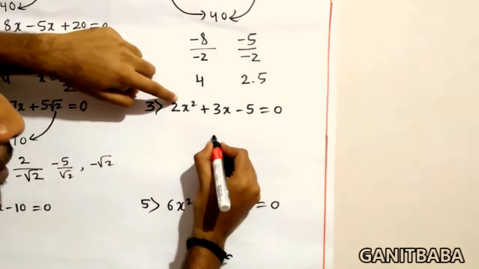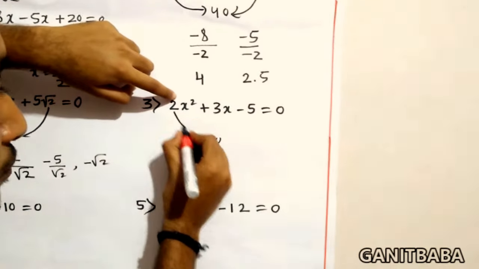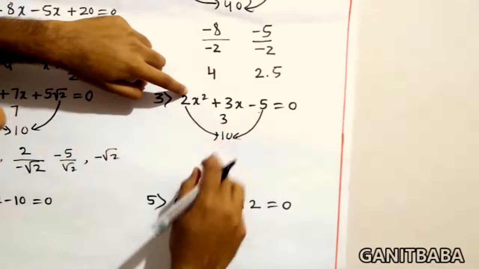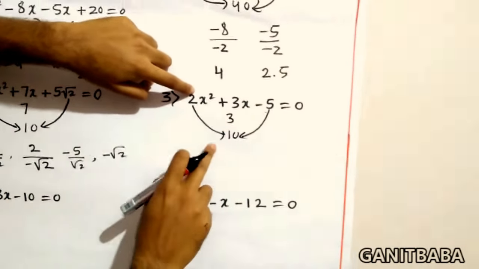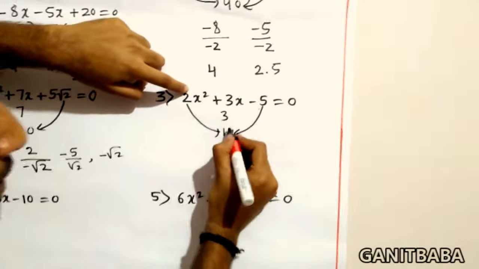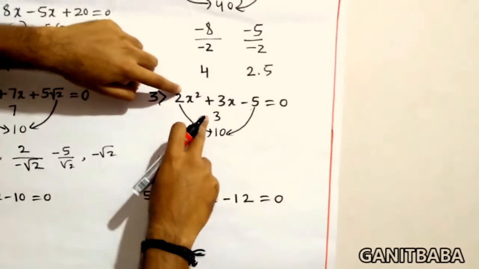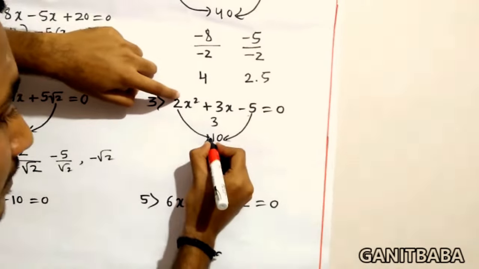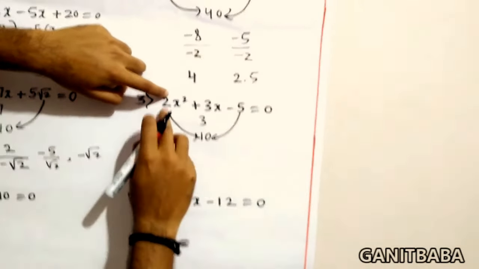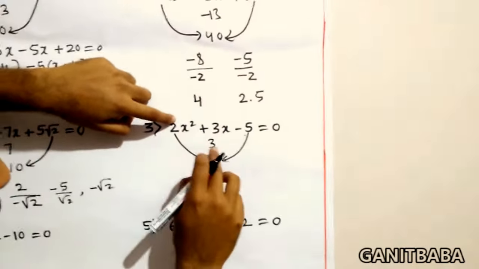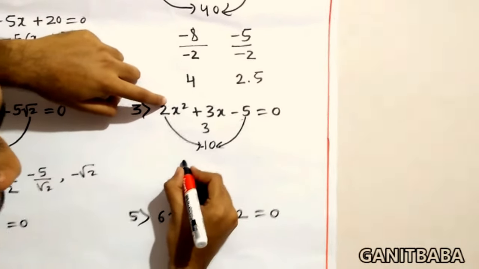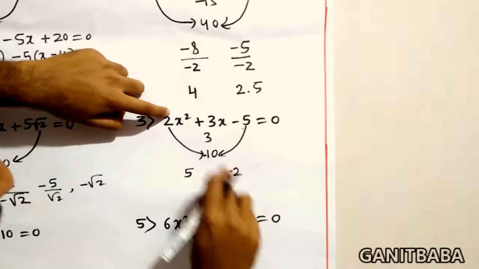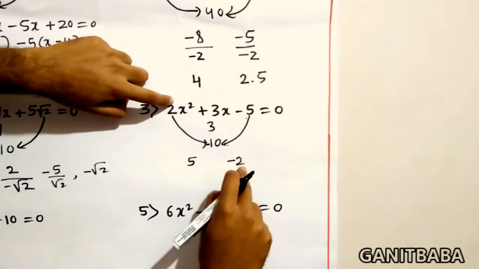Okay, now it is 10. 2 into 5 is 10 and this is 3. And we need to divide this number such that the product should be equal to 10 and their addition or subtraction will be equal to 3. So here we can get this as minus 10, as 2 into minus 5 is minus 10. So for 3, we can divide it like 5 and minus 2. 5 minus 2 is 3 and 5 into minus 2 is minus 10.